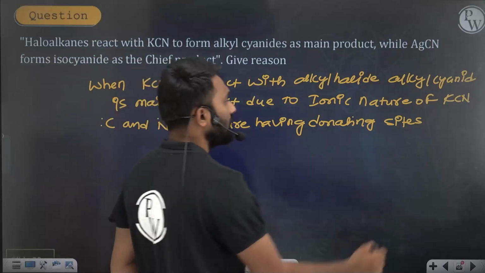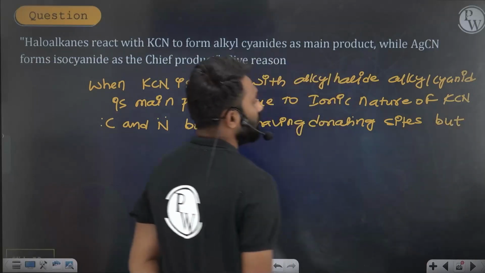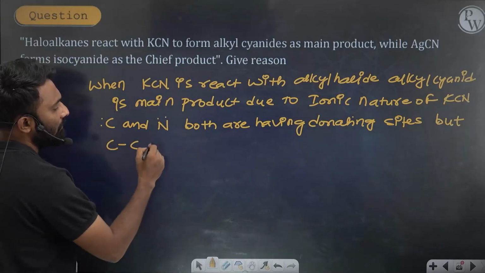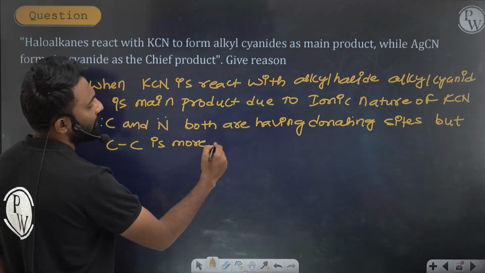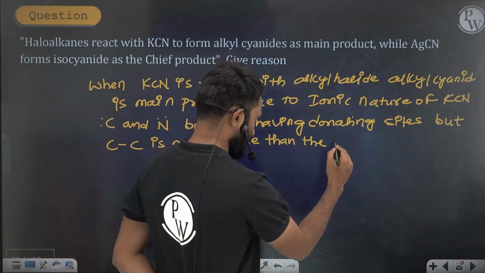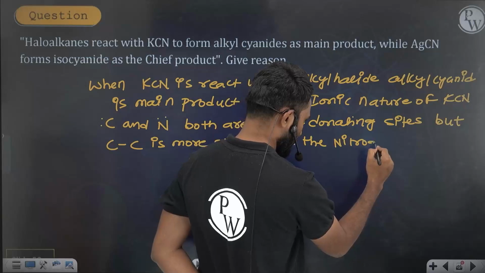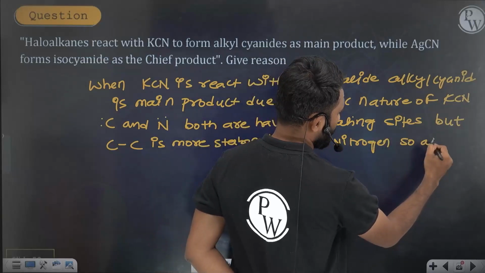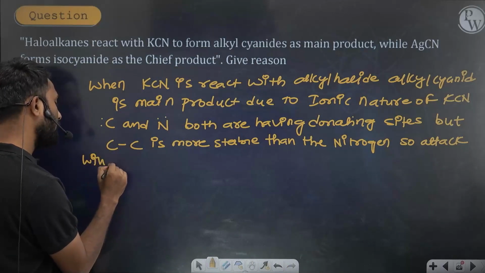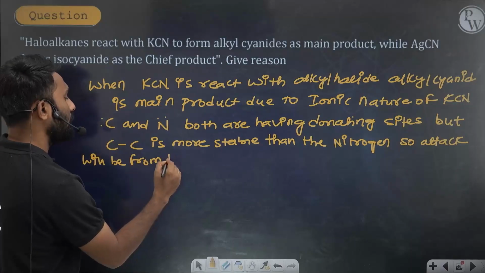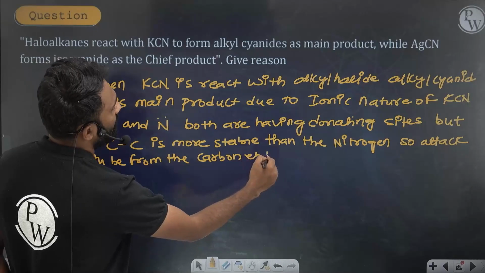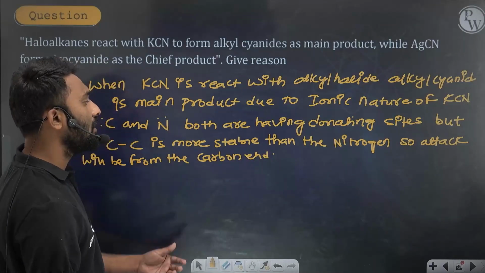But the carbon-carbon bond is more stable than the carbon-nitrogen bond, so the attack will be from the carbon end, not from the nitrogen end.